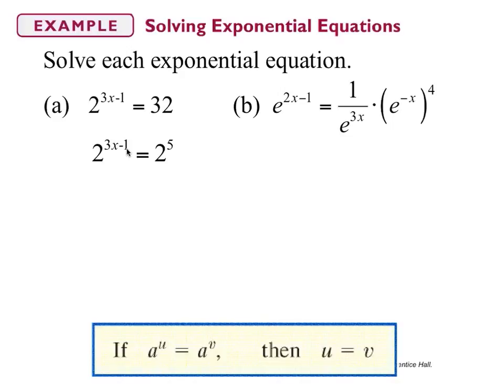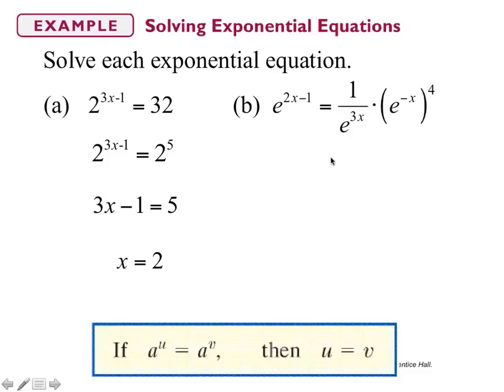And now since we have the same bases, we can just ignore our bases. So we just say 3x minus 1 equals 5. And then we add 1 to both sides and divide by 3. So we get x equals 2. And then if we plug the 2 into the original, we have 3 times 2, which is 6, minus 1 gives you 5. And then we know 2 to the 5th is equal to 32. So this one works just fine.